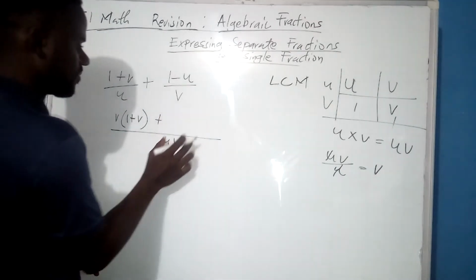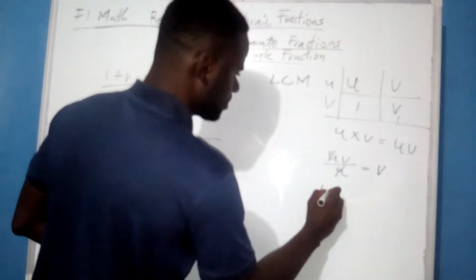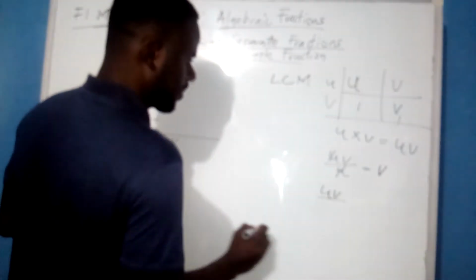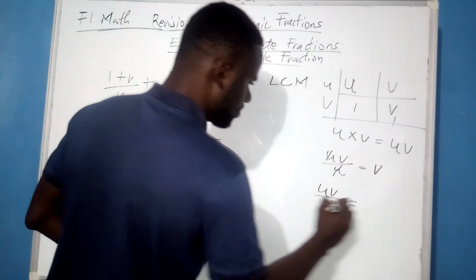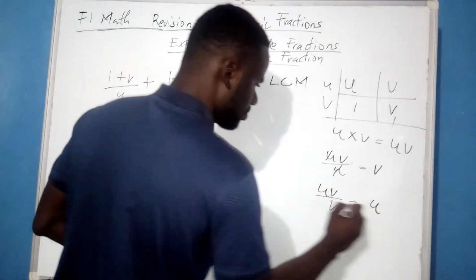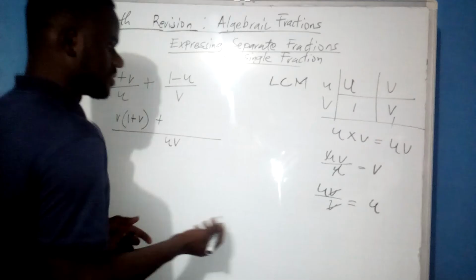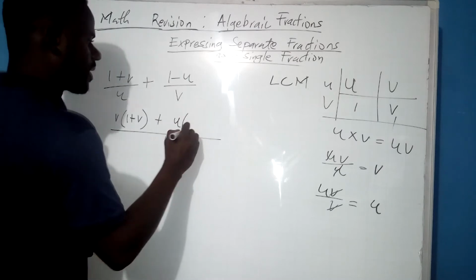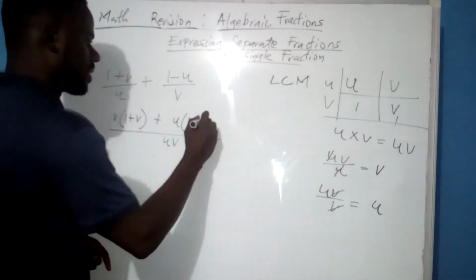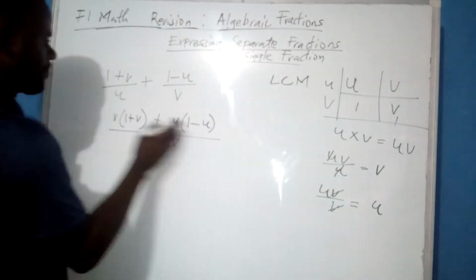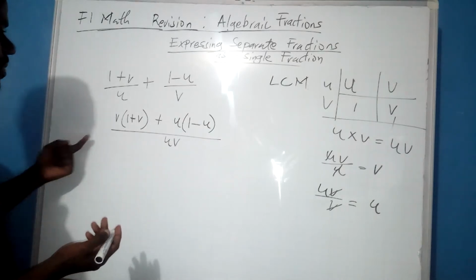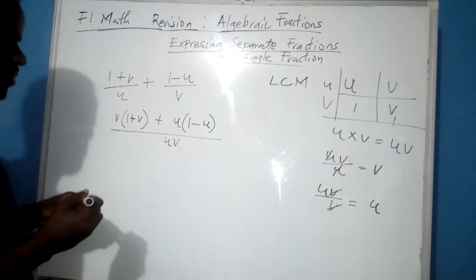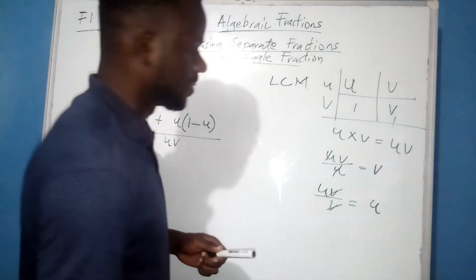Now v can divide this. We simply write uv divided by v to be equivalent to u, because this v and v will cancel. So we'll have u in bracket 1 minus u. From here we'll simply need to open up the brackets. So let's work out the numerator separately.